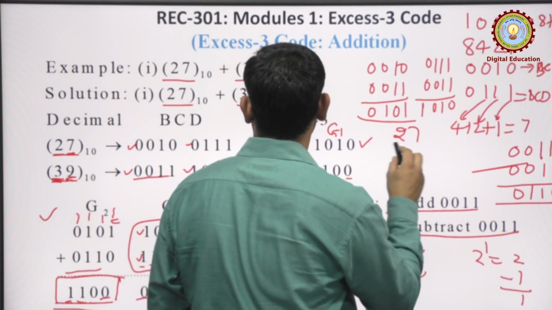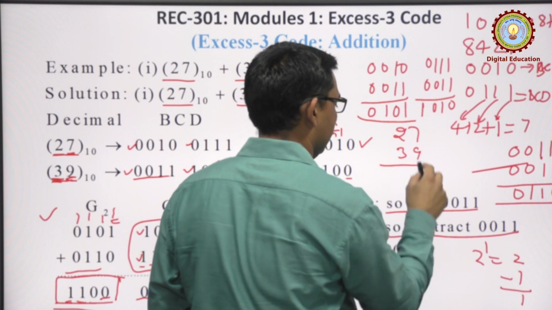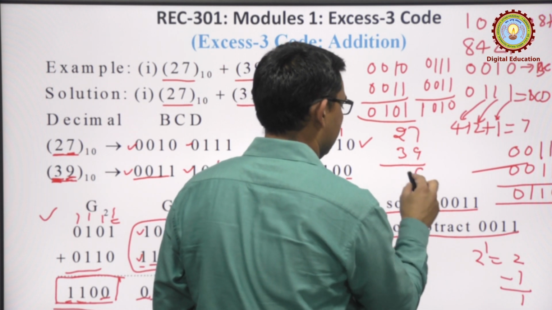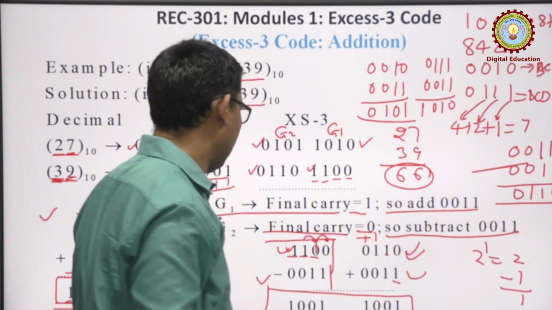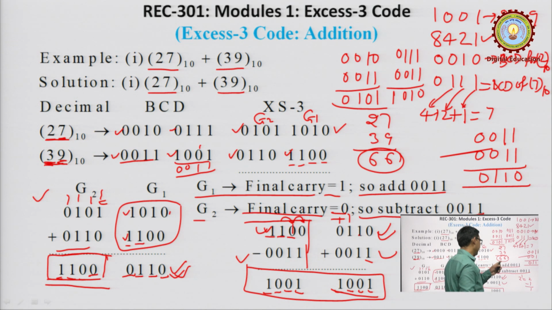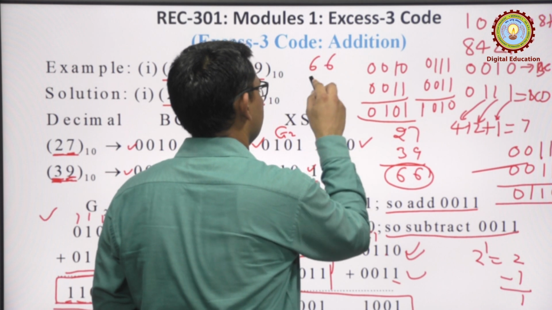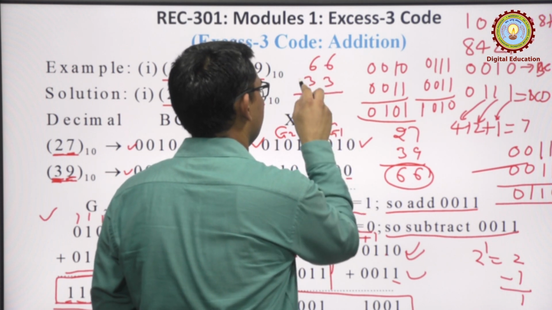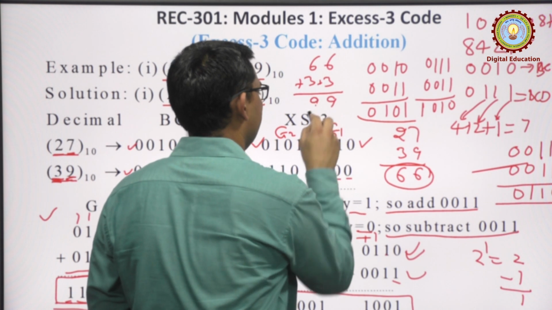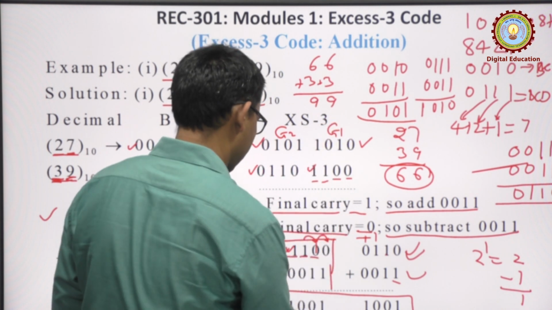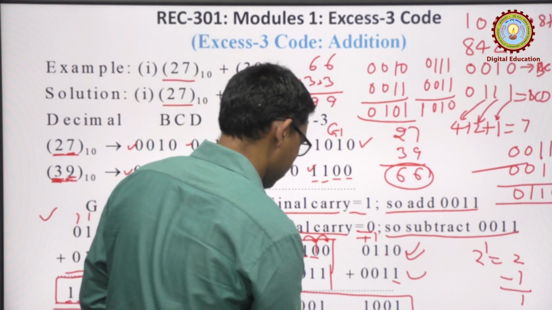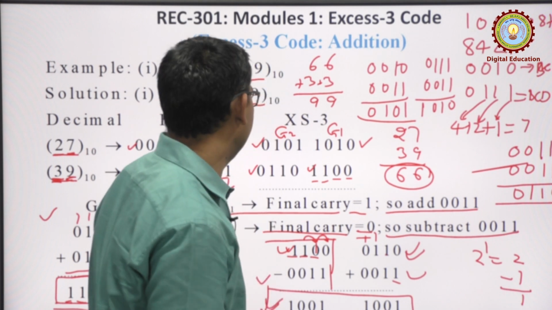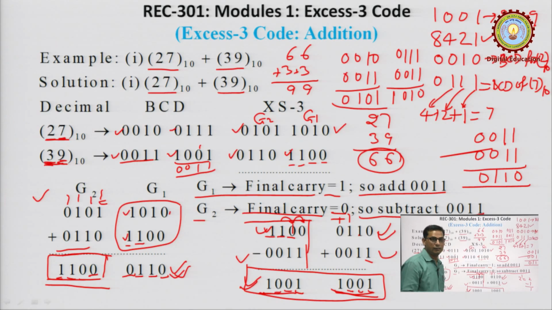27 and 39 we will add in the decimal number system. So, 6 and 6, 66. Okay. So, if we add 3 in both the numbers, what we will get is 66, 3 plus. So, we get 9. Okay. And from here we can see this is the Excess-3 code of 9, this is also the Excess-3 code of 9. It means our answer is correct. Okay.